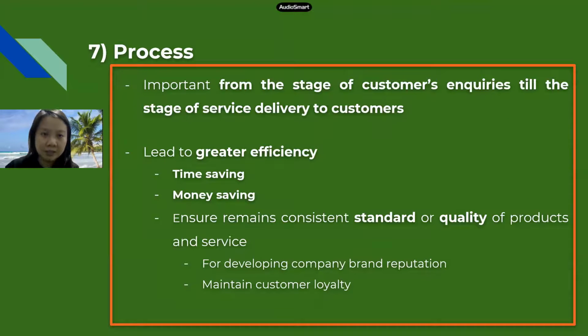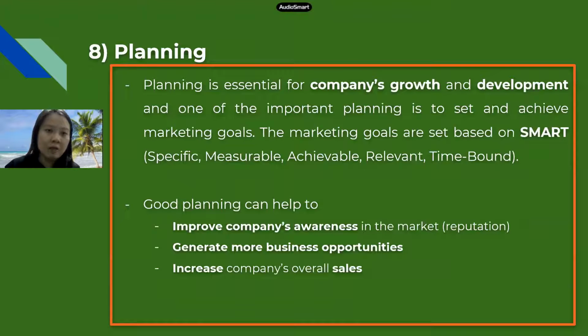Seven will be process. Process is very important for the whole operation of a company, because the process runs from the first stage of a customer inquiry until the end stage of service delivery to the end customer, the end user. So it's a whole process from the first to the end. If you have a good process for your company operation, you can have greater efficiency of operation. You can save your time, money, and cost, and of course, you can maintain your product or service quality standard. And this will help the company develop its brand image and reputation, and also maintain customer loyalty.